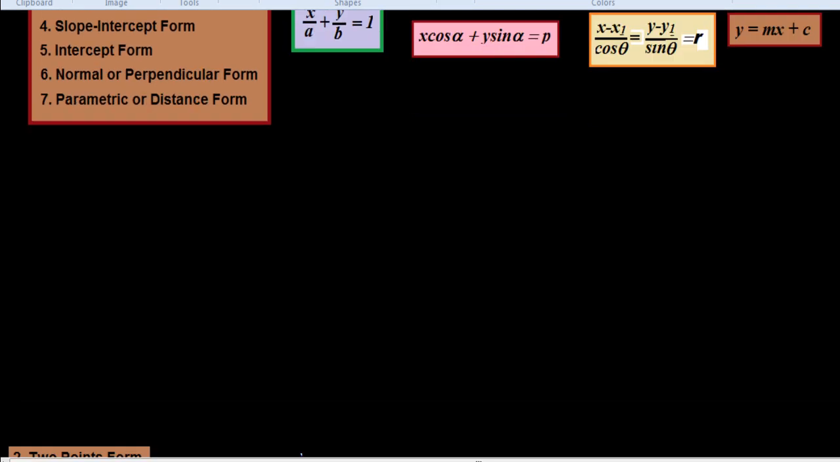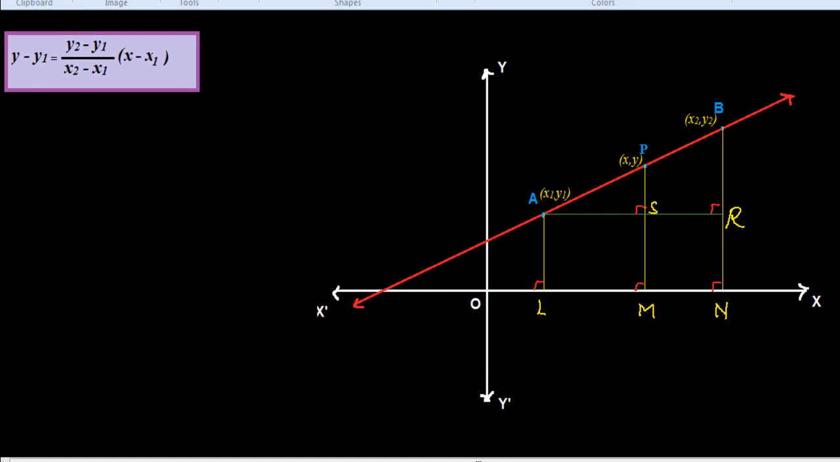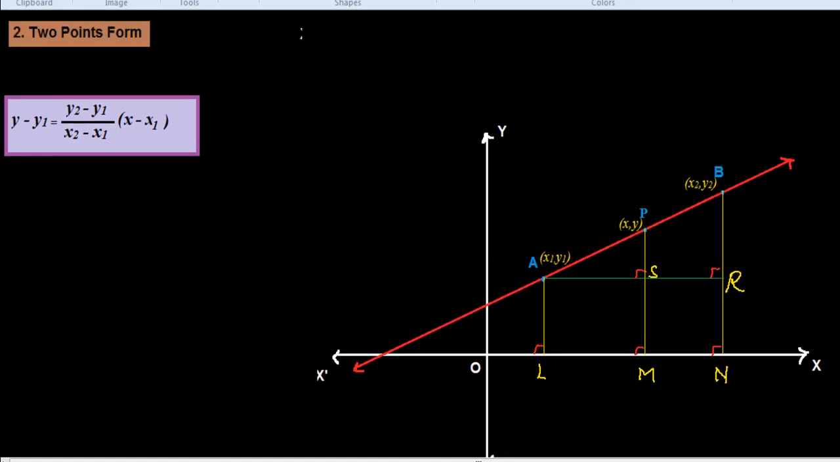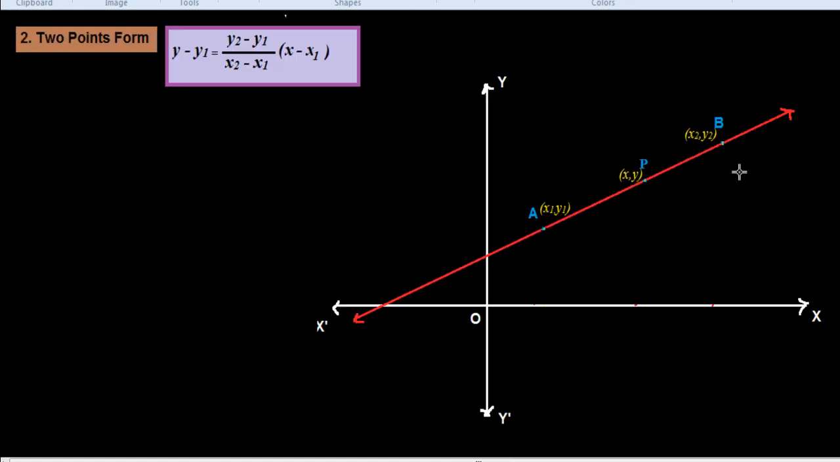First of all, we'll look at the derivation of the two-point form. Now look at this graph. This is our x-axis, this is our y-axis, and this is the line for which we have to derive the equation. There are two points given on the line, A with coordinates x1, y1 and B with coordinates x2, y2. We take a variable point P on this line whose coordinates are x and y.